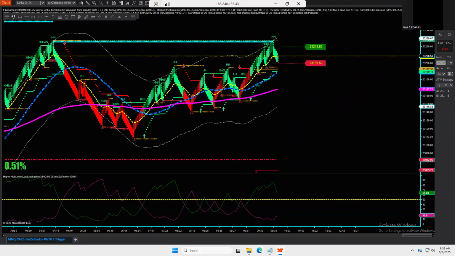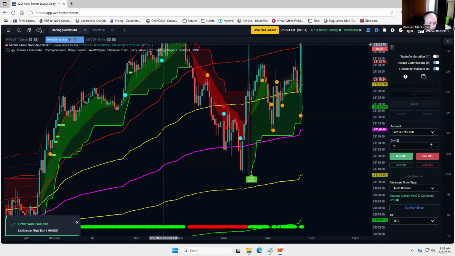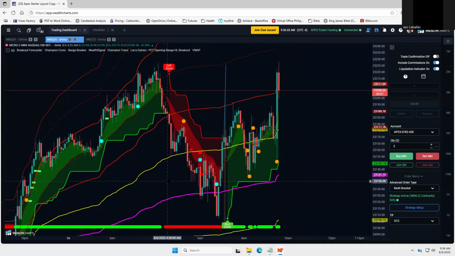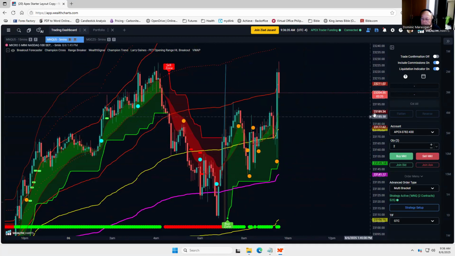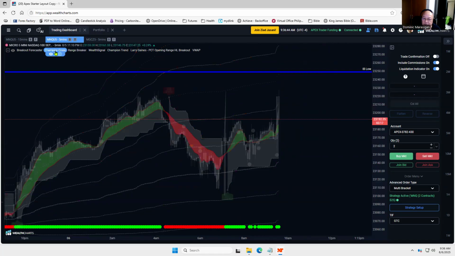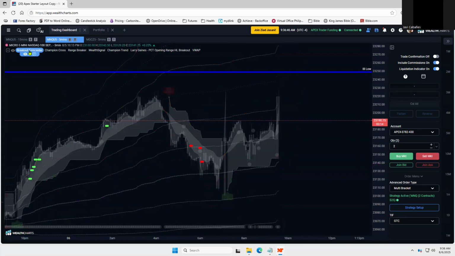So which one are you talking about? Signal or indicator? Indicator. These are the indicators up here. Like, how do I read those indicators?